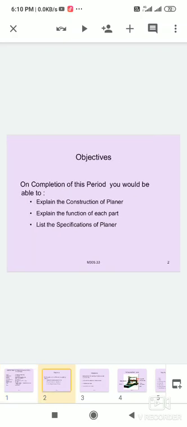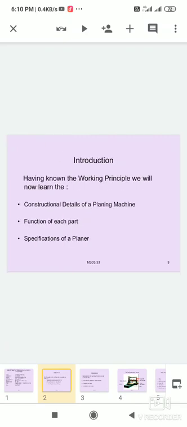Next, objectives. On completion of this period, you would be able to explain the construction of the planer, explain the function of each part of the planer, and list the specification of the planer.